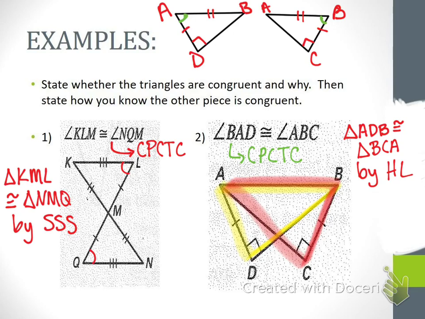Questions, concerns? Yes, ma'am? So when you prove the CPCTC, it's only for the angle? Angles or sides. So both of these ones happen to be angles. They could have done the same thing with the sides. Like they could have said side DB congruent to side AC. And it would have been the same reason. Good question. Other questions?